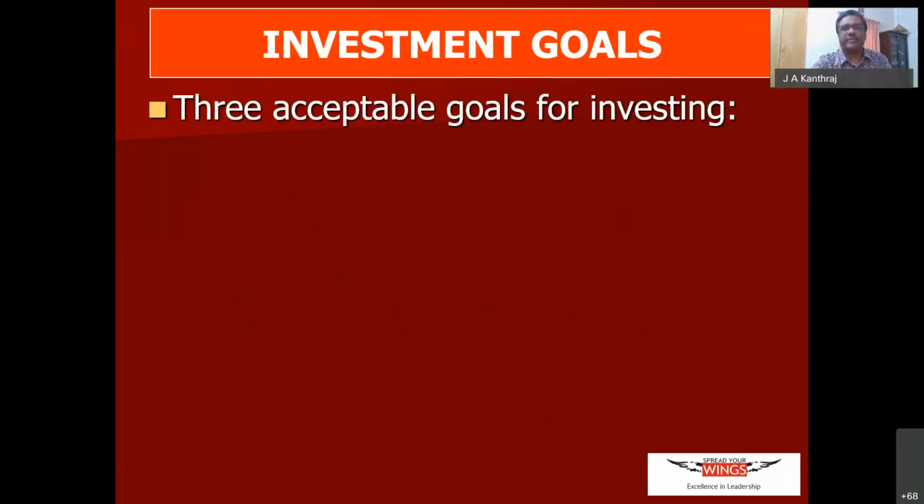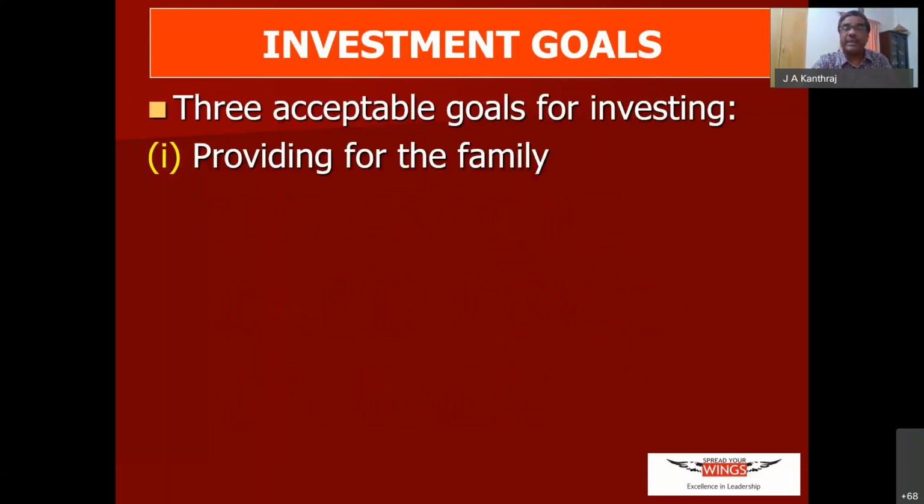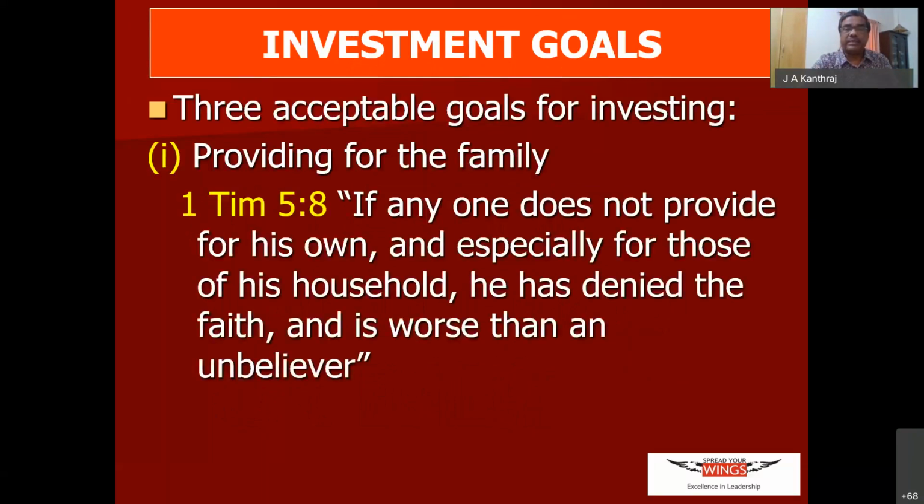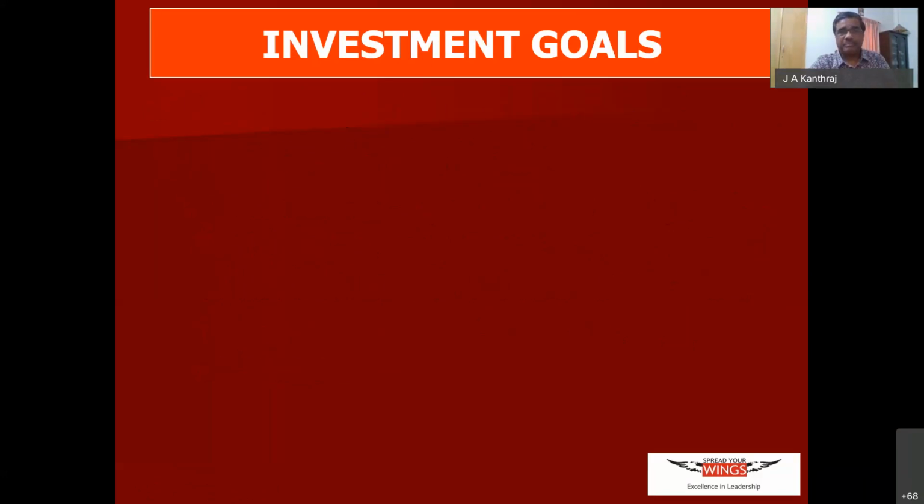Three acceptable goals for investing, quickly. Providing for the family. If anyone does not provide for his own, and especially for those of his household, he has denied the faith and is worse than an unbeliever. If you are not able to provide for a family for which you are responsible, and you are the head of the family, then you are in trouble.